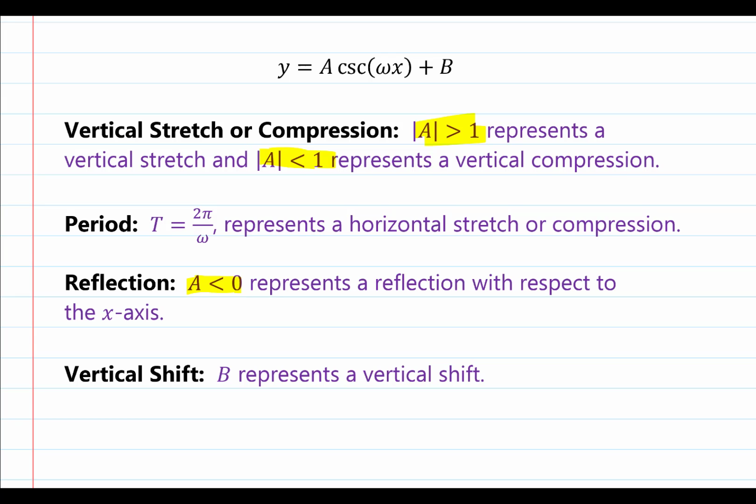To calculate the period, you're going to take 2 pi divided by omega. So the fundamental period of cosecant is 2 pi, divide that by omega, and you'll get your new period, or the period for your specific function. If omega does not equal 1, it will represent a horizontal stretch or compression. And finally, b represents a vertical shift. If b is positive, it will be a shift up. If b is negative, it will be a shift down.